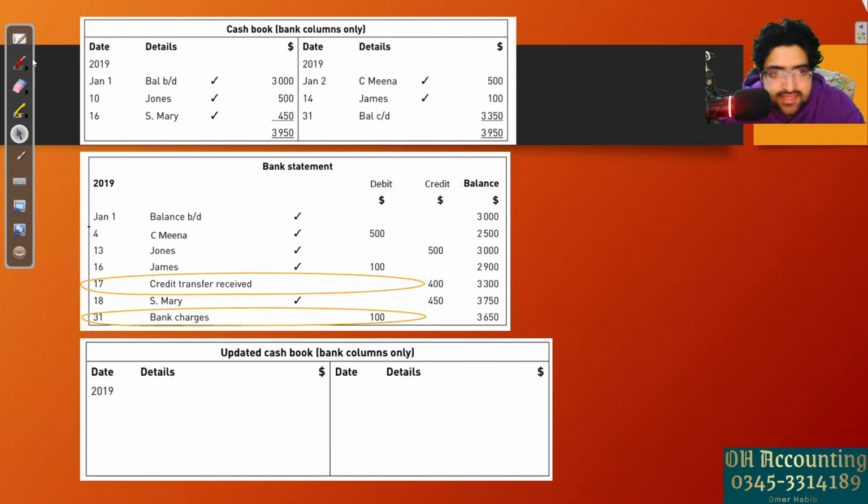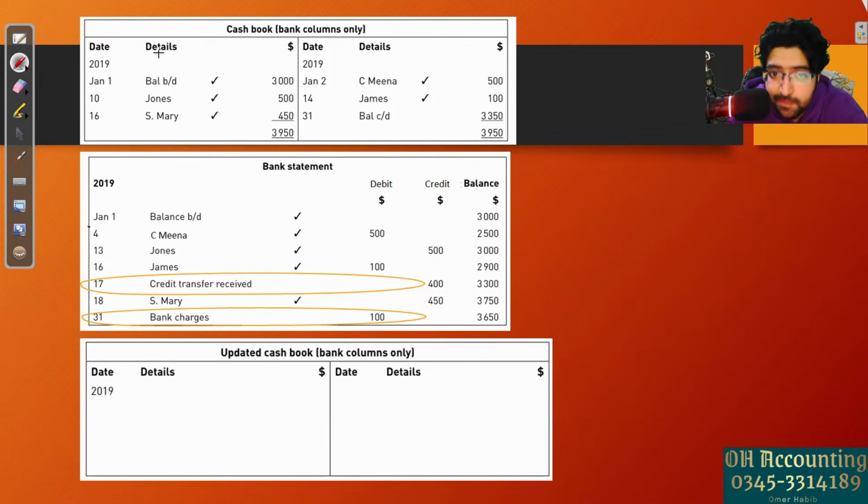Now, this is how you will get a question. I'm going through this step by step, starting with the first step, which is comparing the cash book with the bank statement. This is always what you will do.